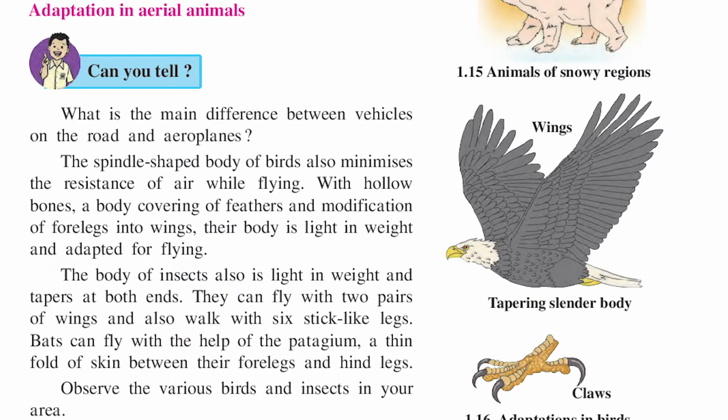They can fly with 2 pairs of wings and also walk with 6 stick-like legs. Bats can fly with the help of the patagium, a thin fold of skin between their forelegs and hind legs. Observe the various birds and insects in your area.